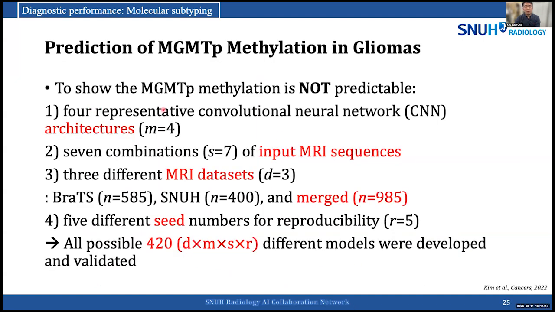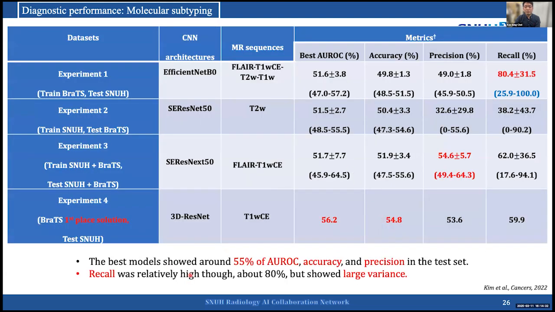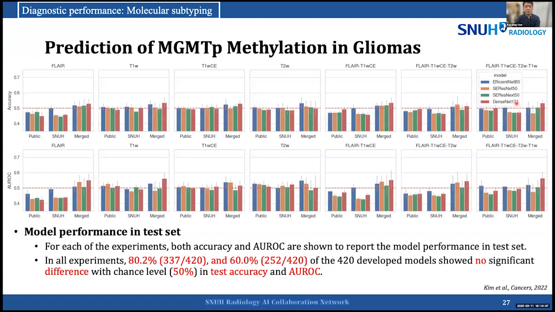To show that the MGMT promoter methylation is not predictable, we developed and validated all possible 420 different combinations of prediction models. The best model showed around 55% AUC, accuracy, and precision in the test set. Recall was relatively high, though, about 80%, but showed large variance.